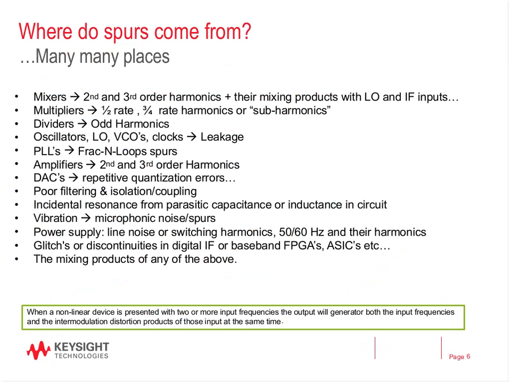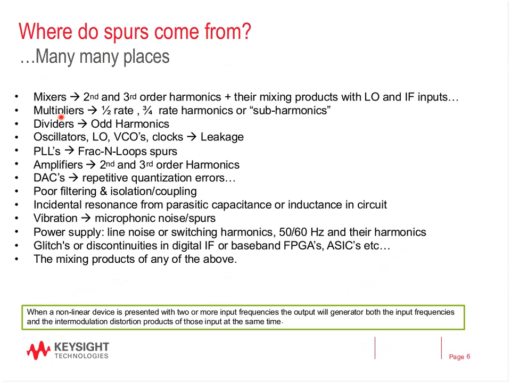So where do spurs come from? Well, they come from many, many places, as you know. Mixers are probably the biggest nightmare. Mixers, if you can imagine, will theoretically have an infinite number of spurs. Okay. However, there are big ones. The second and third order harmonics are typically your biggest concern, but also you have their mixing products with the LO and IF inputs at the same time. So you have theoretically an infinite combination of spurs and where they may be. So this is probably your number one challenge.